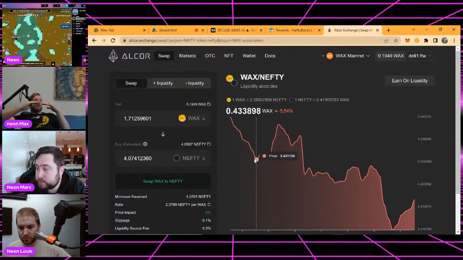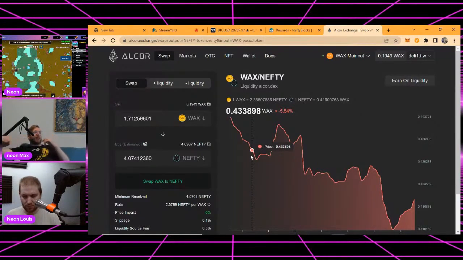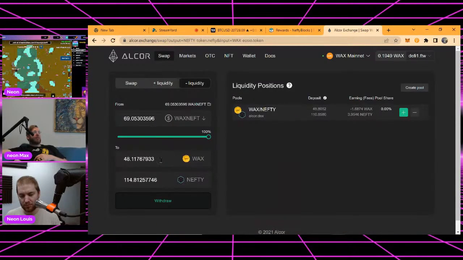The Nefty token fell 5%. So it was bought with the wax so that the value of both assets combined remained 1-to-1. So we sold some wax and bought more Nefty than we started. And that's why we're now seeing what would be 48.1 times 2 instead of 50 times 2.